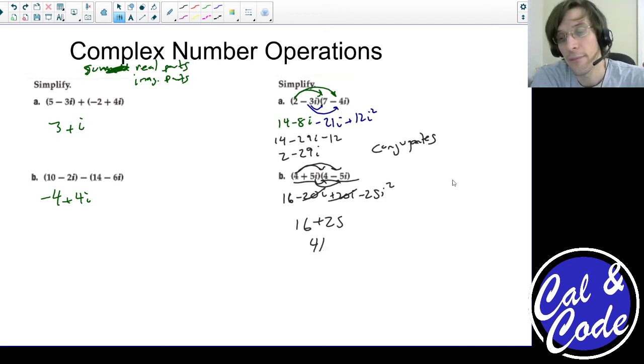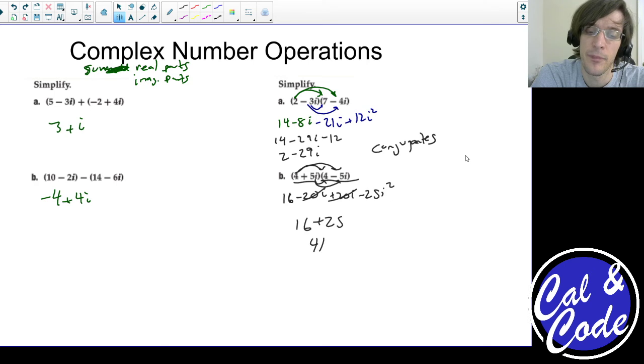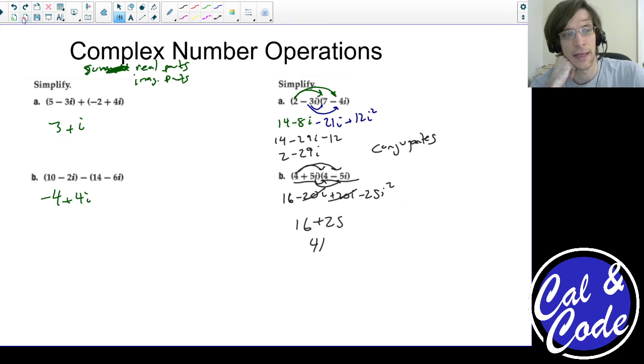So one way that we can see that a complex number might turn into a real number only is by multiplying by its conjugate.